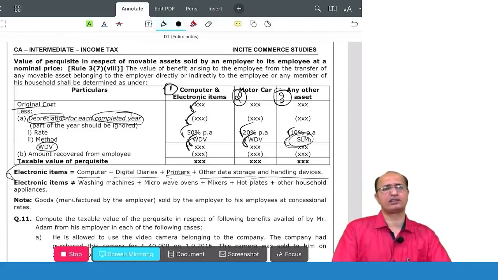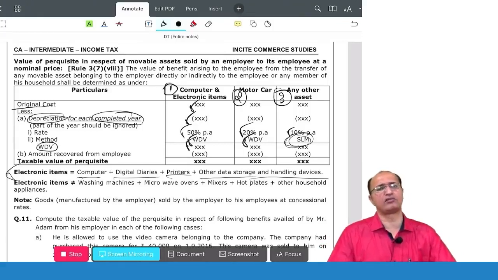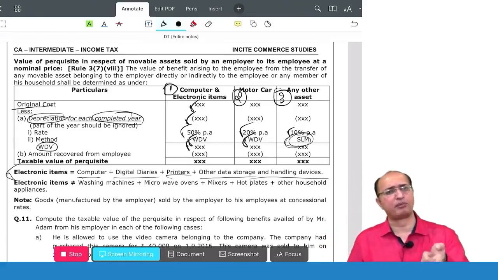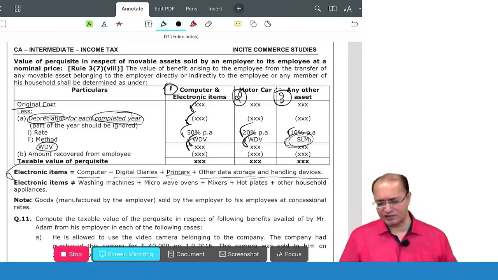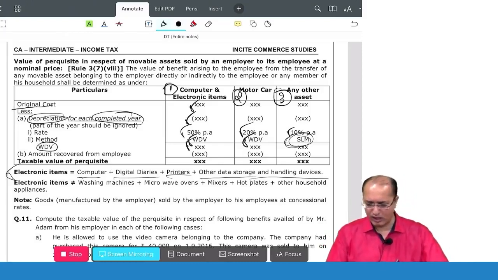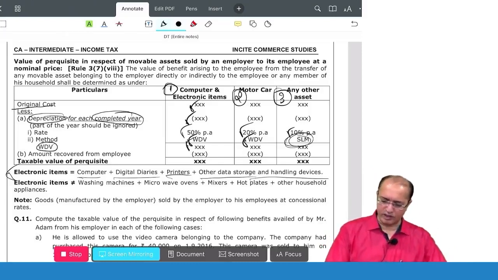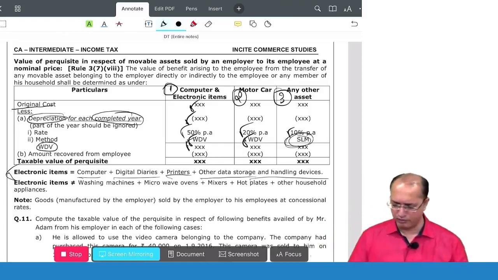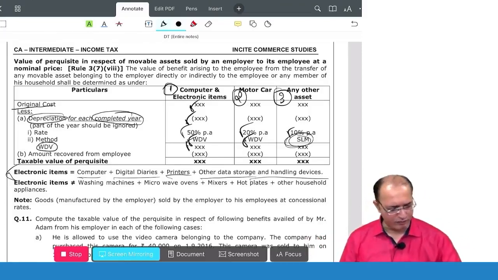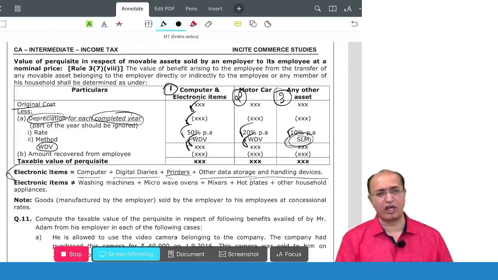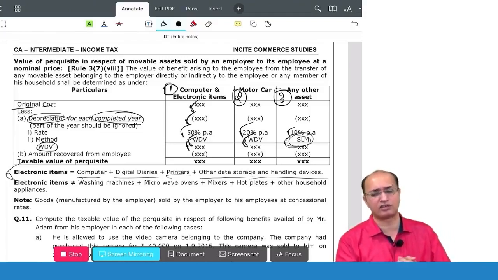Another possibility is an asset having a WDV of 1 lakh is sold by the employer to you at 1 lakh 20. So are you having any advantage or disadvantage? An asset worth 1 lakh is sold to you at 120. Your employer has fooled you. He has made you an April Fool.